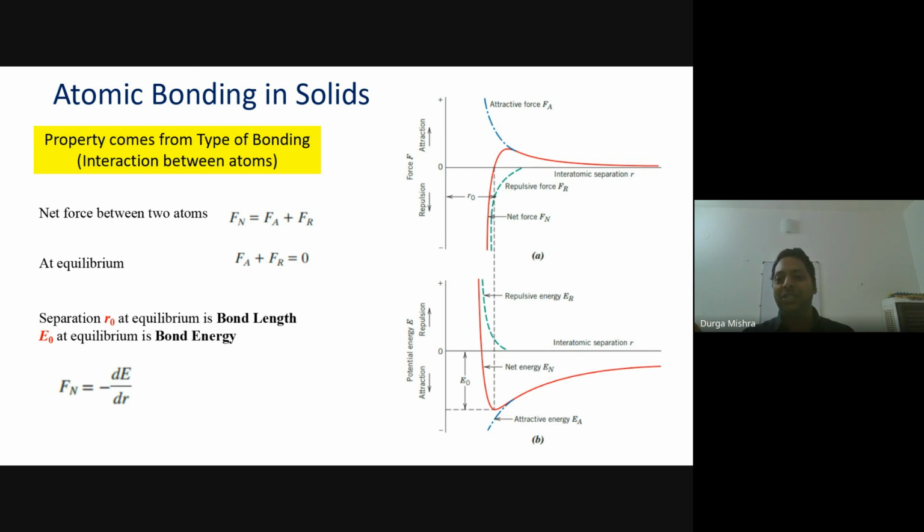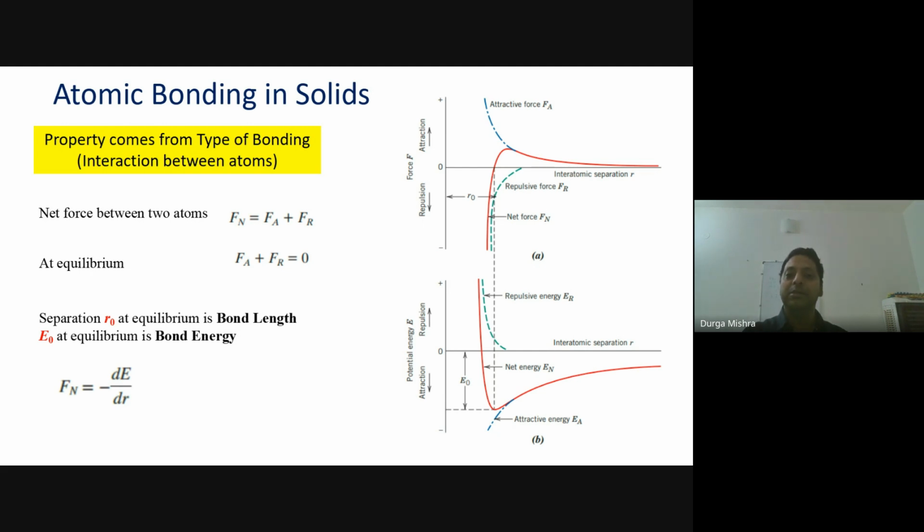And as we change this interatomic separation, which means the distance between two atoms, if it is infinite, there will be no interaction, so the force will be zero. But as you bring them closer, at a certain distance there will be a repulsive force, which is the bottom blue one. And the top one, you see, is an attractive force.